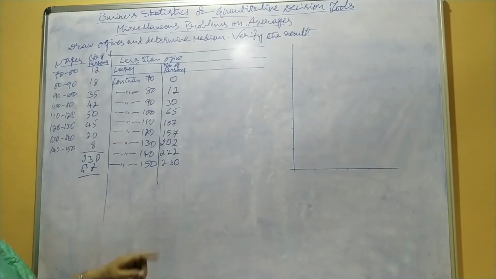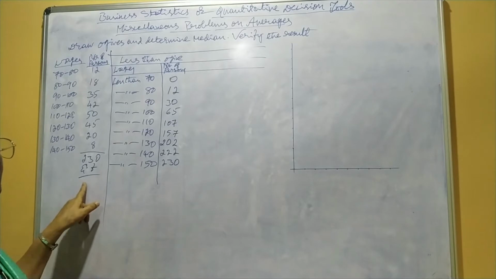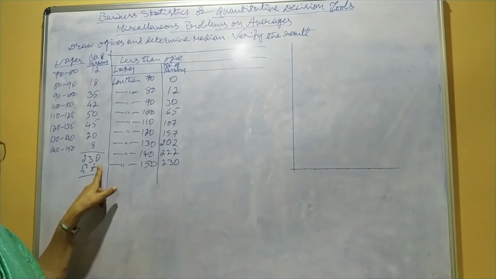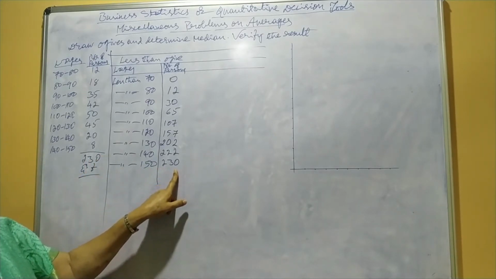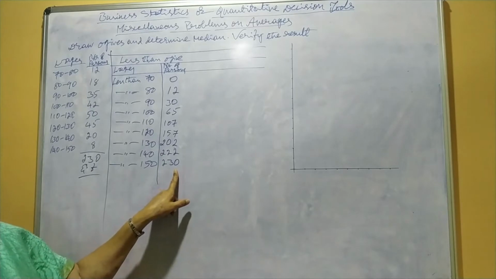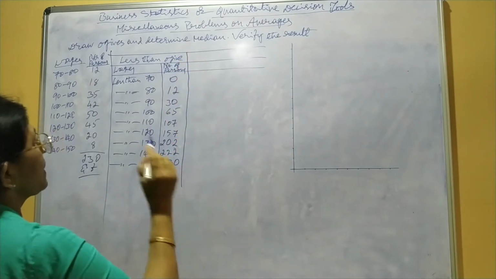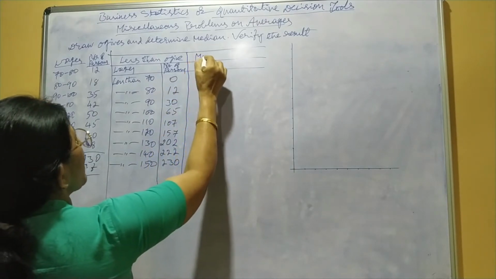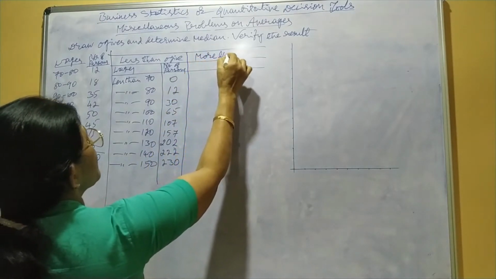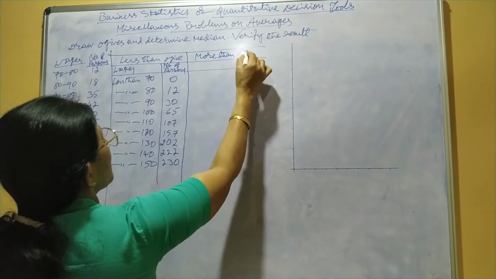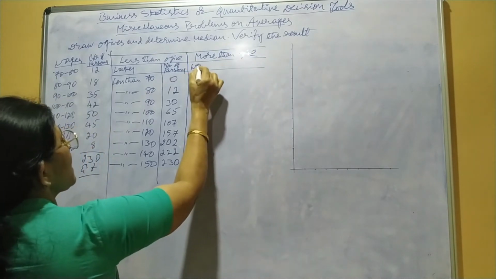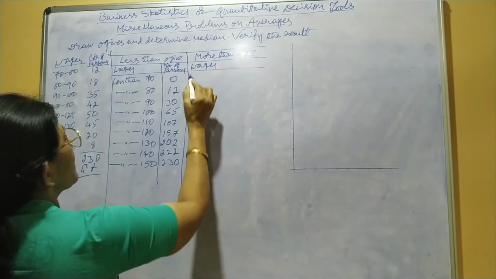It is known to you. This sigma f and last frequency must be one and the same, isn't it? Now this is less than argue. Next, for more than argue, we have to take the same wages.